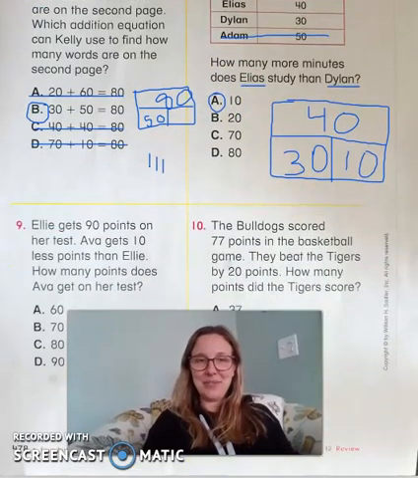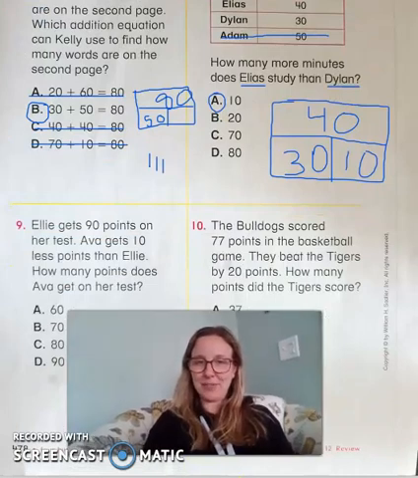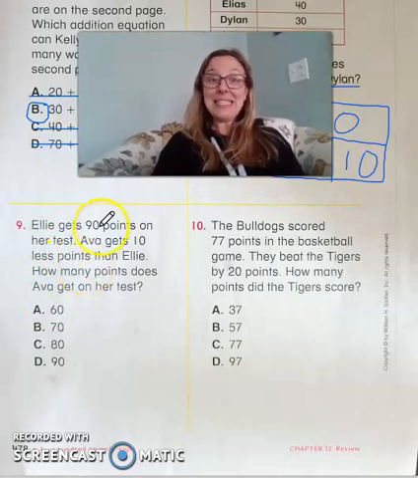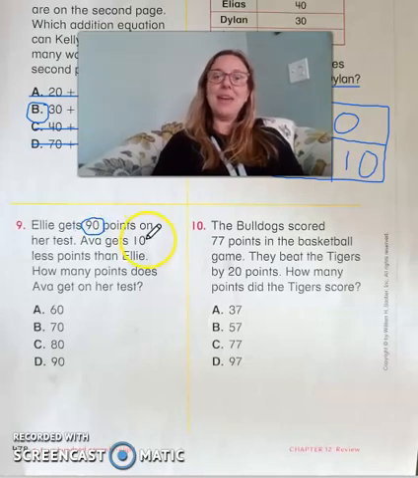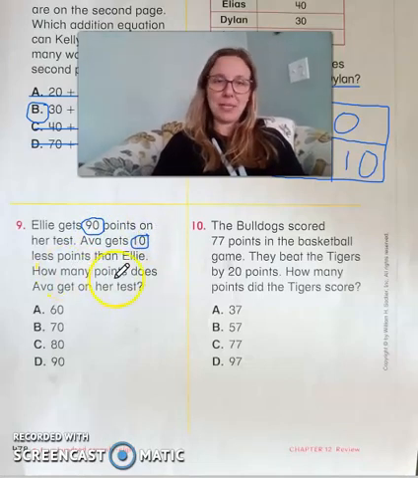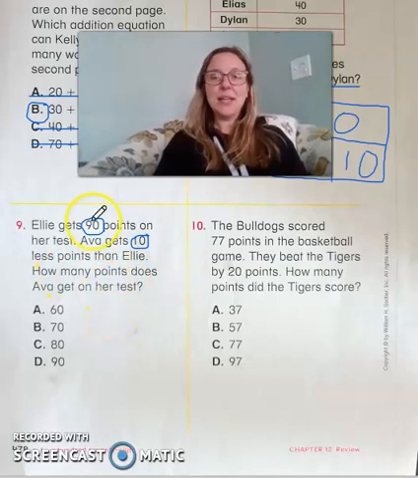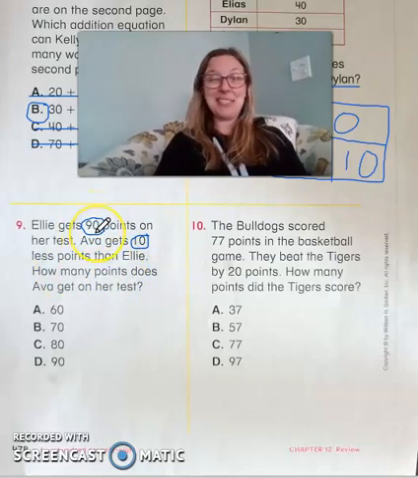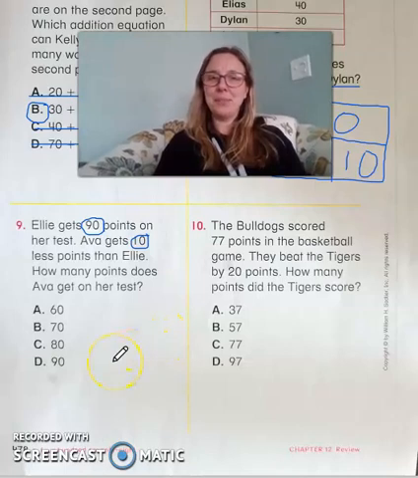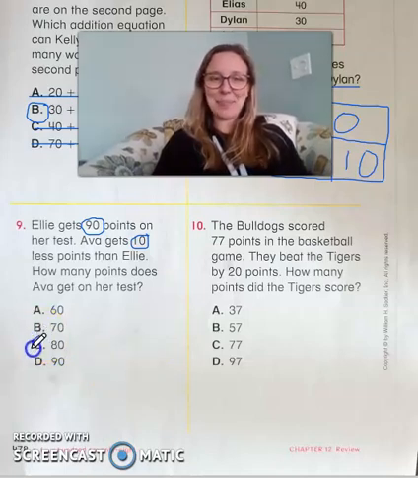Moving down now to number 9. I'm going to move myself up now so that we can see 9. It says Ellie gets 90 points on her test. So I'm going to circle 90. Ava gets 10 less points than Ellie. So how many points does Ava get on her test? Well, if Ellie has 90, which is 9 10s, and Ava has 10 less, 9 10s, take away 1 10 would be 8 10s. Good job. Go ahead and circle C.